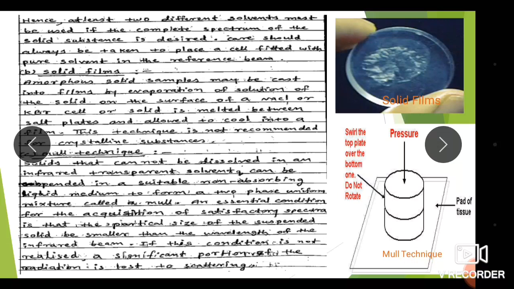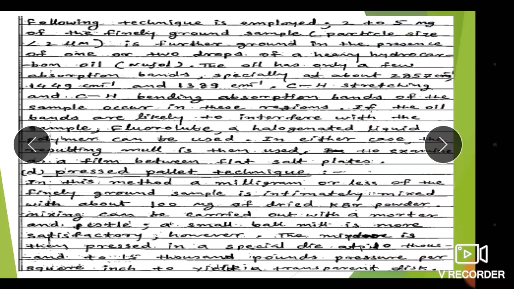The particle size of the suspended sample must not be greater than the infrared wavelength. So the solid must be smaller than the wavelength, meaning it is not greater than the wavelength of the infrared beam. If this condition is not realized, a significant portion of the radiant energy is lost as scattered radiation. So this is the drawback.